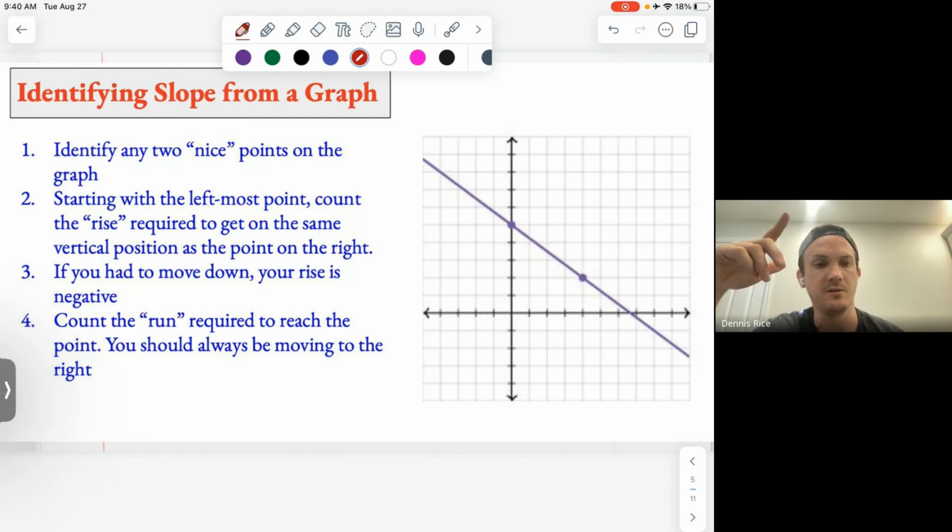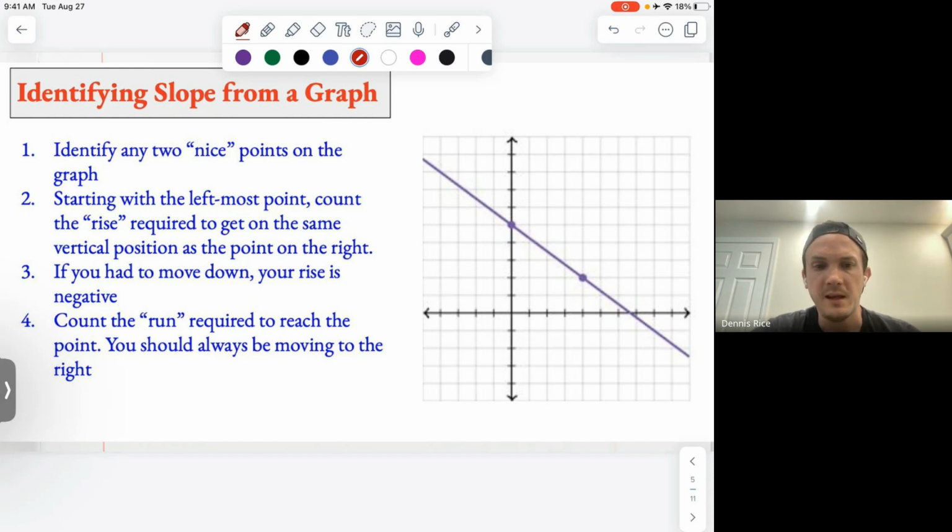First thing that you're going to do is identify 2 nice points. What do you think I mean by nice points? Nice is in quotes there. Not a technical term. Here they're very obvious, but sometimes they might not be. What do you think nice points refer to? Yeah, something that you could clearly see on the graph. Here you actually see a bolded dot. Sometimes that's given to you, sometimes that's not.